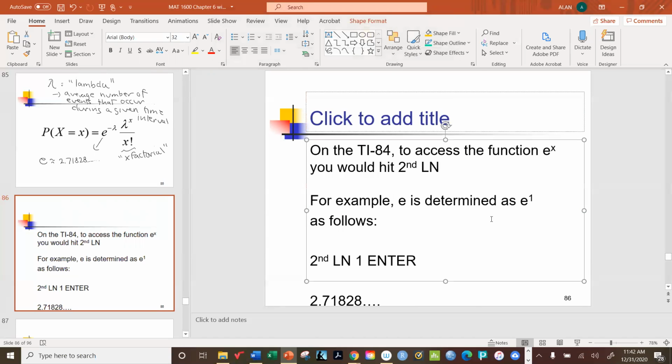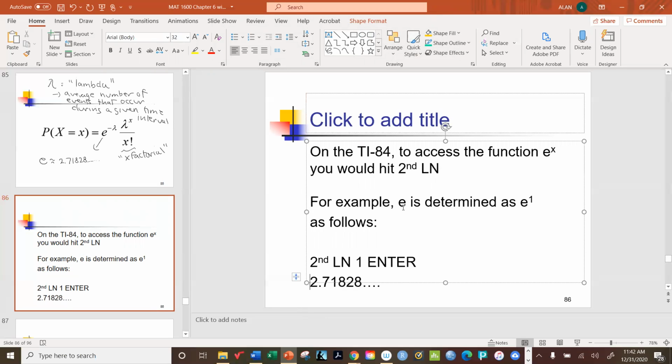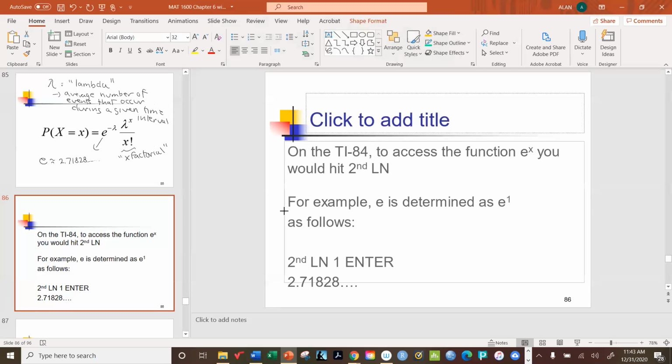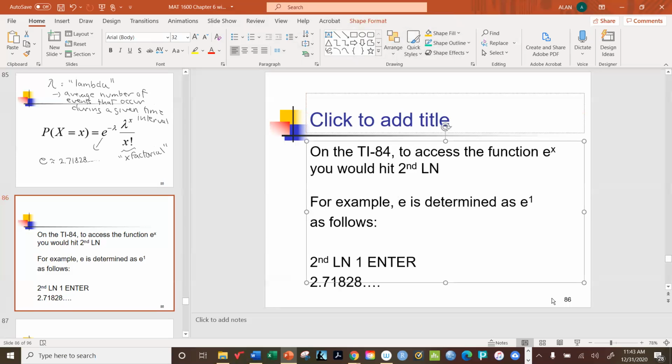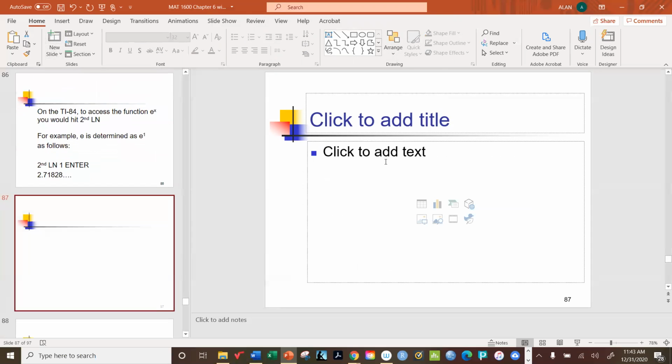So in other words, if you've forgotten what e equals, this is one way to get it. Just go to your calculator and solve for e to the first power. The way you do that is hit the second log button, then you hit the 1 and the enter, and you'll get your 2.71828. Now, you're going to need this to calculate Poisson probabilities. If it's a negative number, let's try another example.